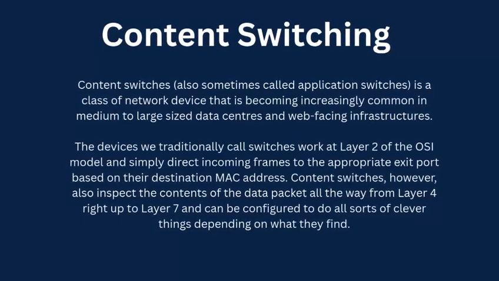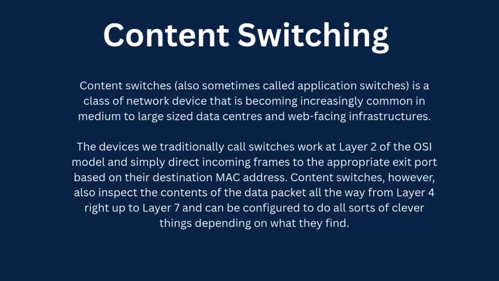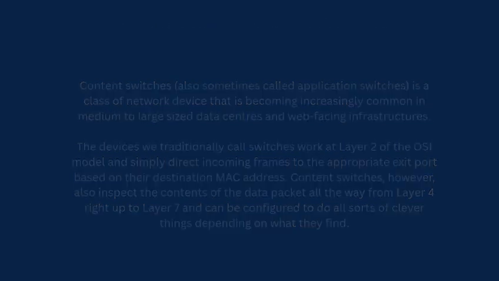The devices we traditionally call switches work at layer 2 of the OSI model and simply direct incoming frames to the appropriate exit port based on their destination MAC address. Content switches, however, also inspect the contents of the data packet all the way from layer 4 right up to layer 7 and can be configured to do all sorts of clever things depending on what they find.